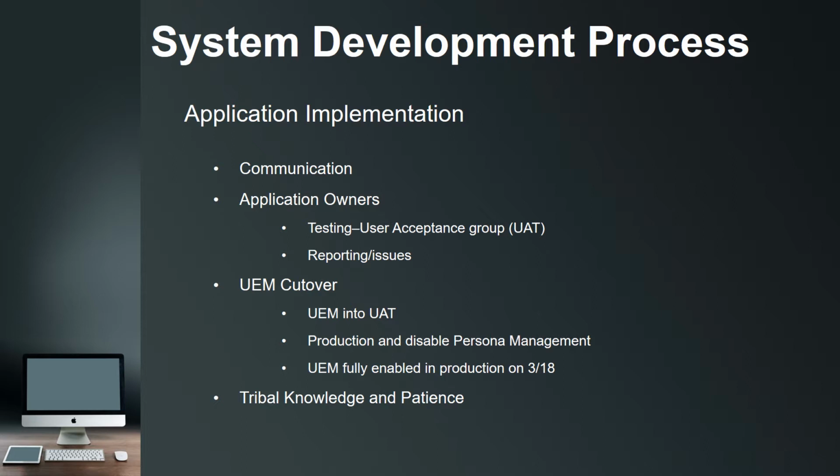Initially, the company used their UEM to introduce it into UAT passively. Once they introduced it to build new profiles into production, they disabled persona management. They used UEM to ensure future growth would be accommodated and fully enabled it into production on March 18, 2017. Tribal knowledge and patience were required for implementation of UEM and the success of the conversion, as well as implementation of the project.